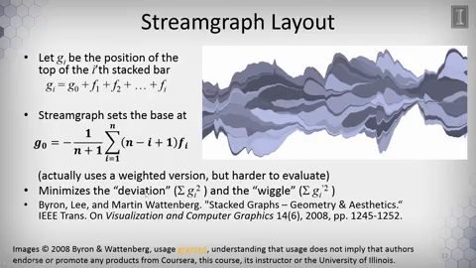It minimizes the deviation and the wiggle, the deviation being how far a variable's plot moves from its previous position on the horizontal axis, and the wiggle being the slope, basically the shear effect that you get from the wiggle.